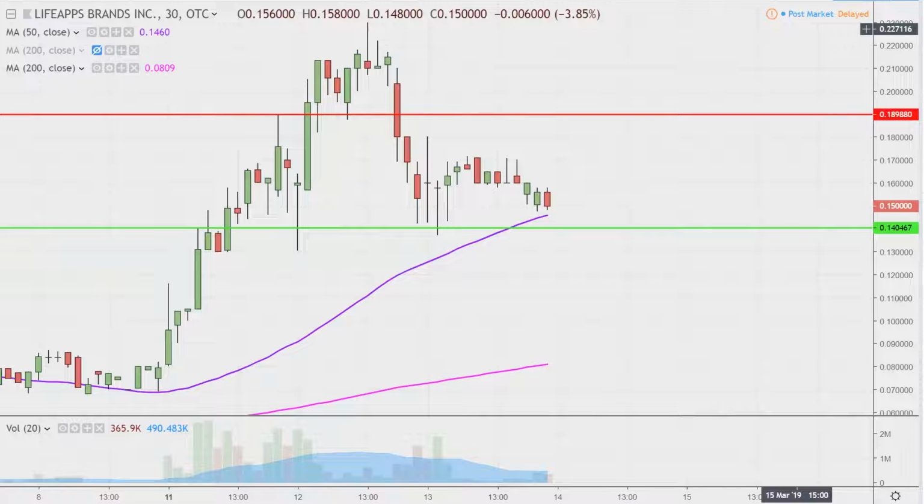So again, nothing huge or anything, but the bulls do still have that opportunity to chip away and build an overall higher base. So let's see if they can get that job done or not.